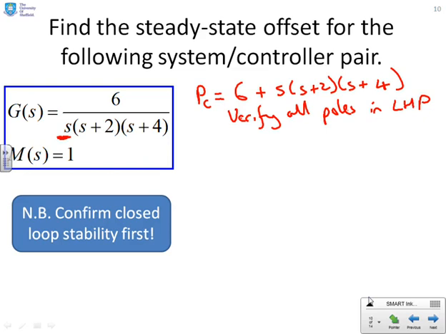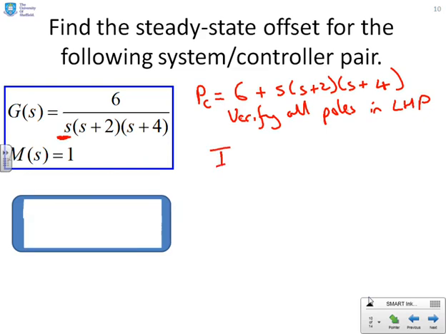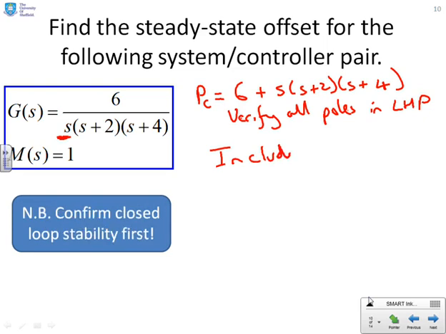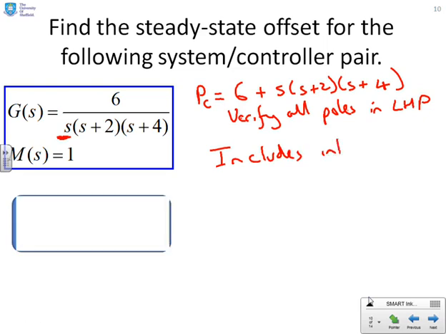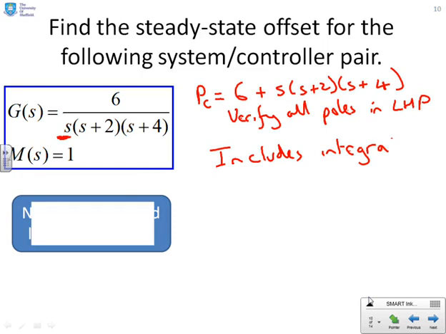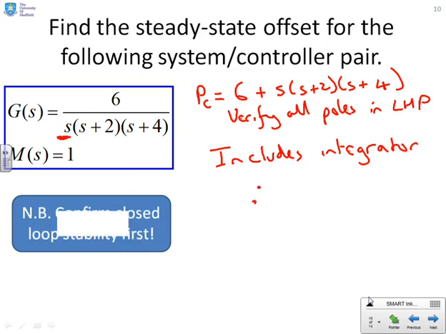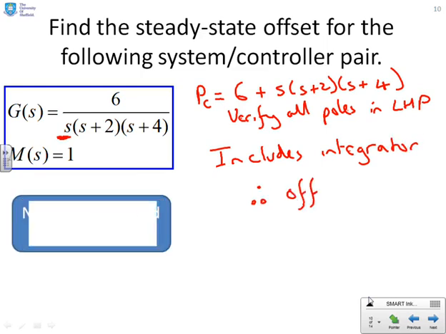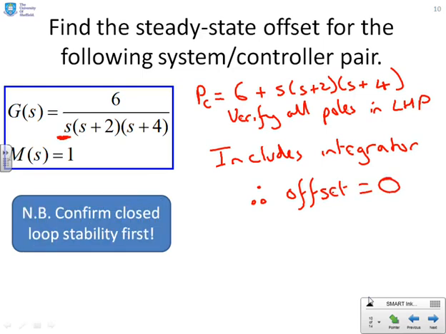Having done that, I can therefore say it includes an integrator, and you can see that, and therefore offset equals 0. I don't need to do any number crunching at all, because the integrator's there. I know the offset will be 0 as long as the closed loop is stable.